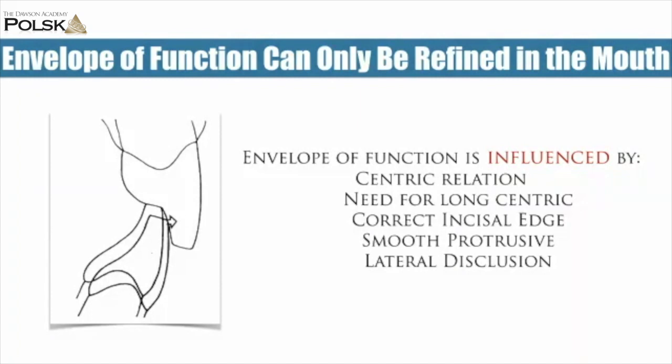Now, one of the things that's very important to realize about envelope of function is that it can only be refined in the mouth. Envelope of function is influenced by centric relation, a need for a long centric position, a correct incisal edge position, a smooth protrusion, and a smooth lateral disclusion.